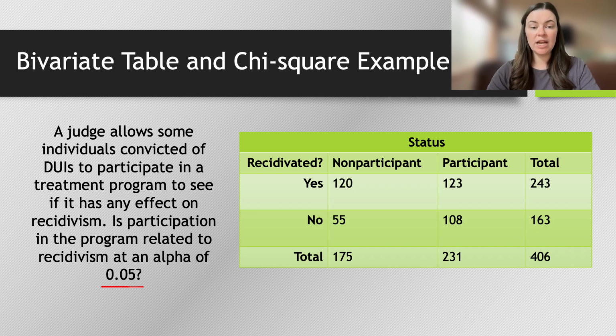And so you'll see here on the right-hand side, our bivariate table is simply a 2 by 2 in this case. Your status is whether or not you participated in the treatment program. So non-participant represents those individuals that did not participate in the treatment program, and in the right-hand column, we have those that did participate. In our column of recidivism, which is our dependent variable, we see a nominal level variable of simply yes or no. Did they commit another DUI after either participating in this program or not participating in this program?